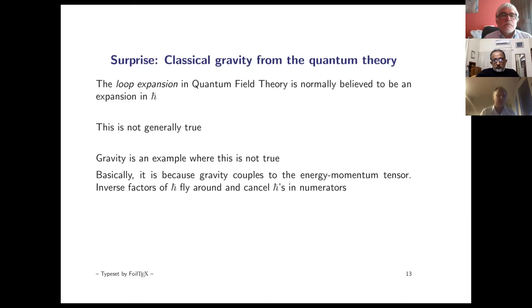So in gravity, the loop expansion is not a quantum mechanical expansion. It also contains classical pieces. And just intuitively to give an idea of why: gravity couples to the energy momentum tensor. So that actually leads to inverse powers of h bar. So you can have loops that have powers of h bar, but then if you have the energy momentum tensor canceling factors of h bar, you can get classical pieces out of quantum loops.